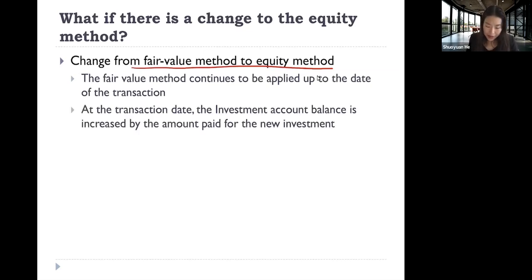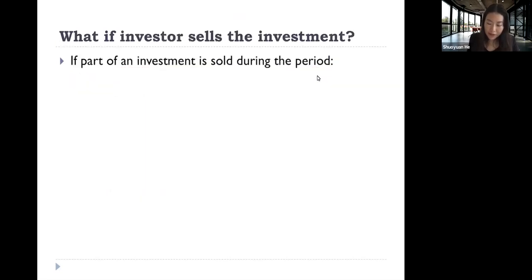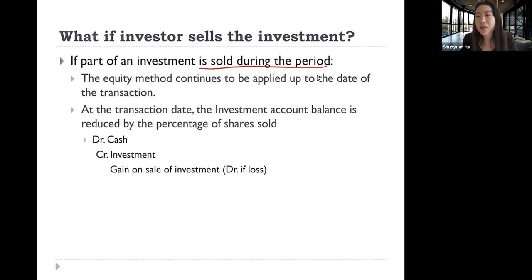You can just read it here, but the keyword in this slide is that we don't do retrospective adjustment. We just take whatever we have now and adjust accounting prospectively. So we only do prospective adjustment here. And then what if the investor sells the investment? If part of the investment is sold during the period, and the sale causes the investor to go from the equity method back to the fair value method.